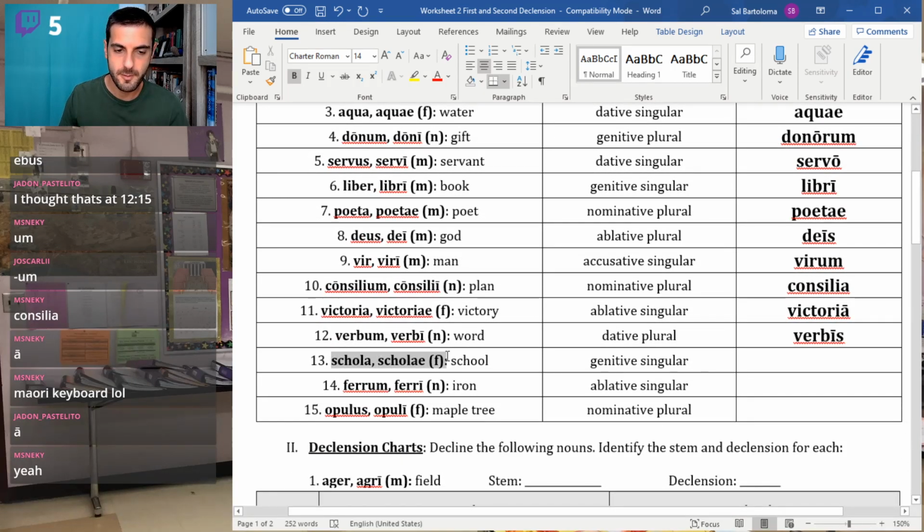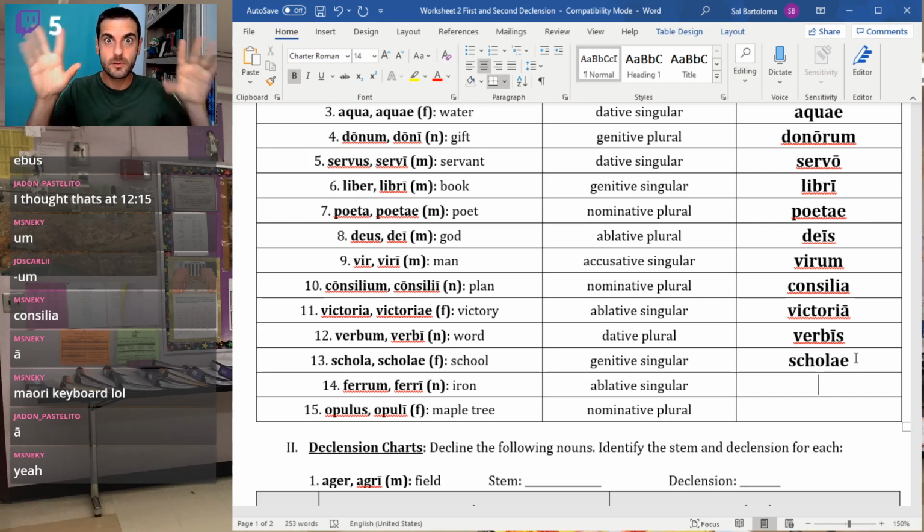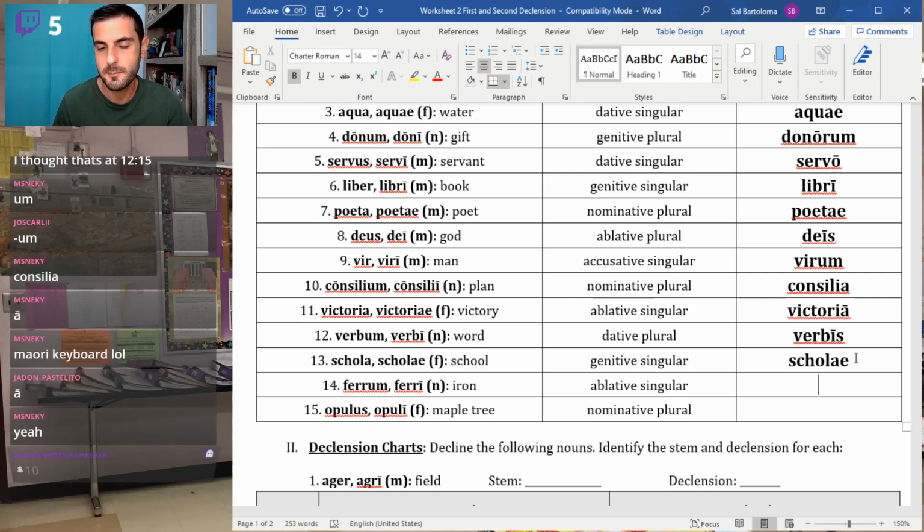Scola, scolae, feminine, that is first declension. Genitive singular, we should never get genitive singular wrong because it is given to you in the dictionary entry. So, scolae. Ablative plural for ferum, feri, neuter, alarms. But it's ablative, so we're not too concerned.